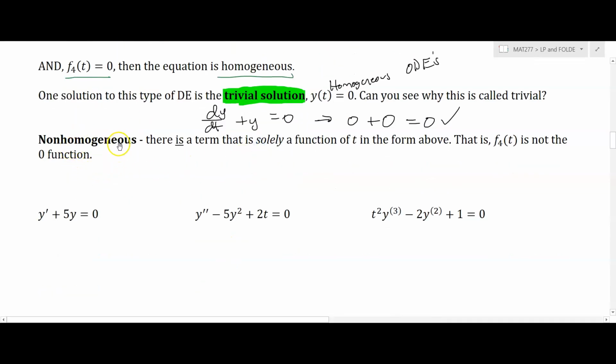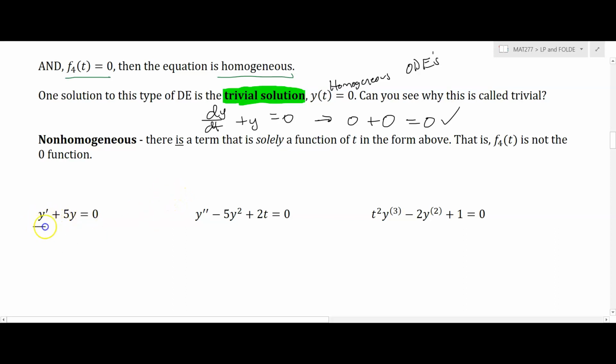Okay, non-homogeneous simply means there is a term that is solely a function of t in the above form. That is, f4 of t is not the 0 function. So basically, as I mentioned earlier, if you get everything involving y to the left and keep everything else not involving y on the right, then you can really easily tell if it's homogeneous or not.